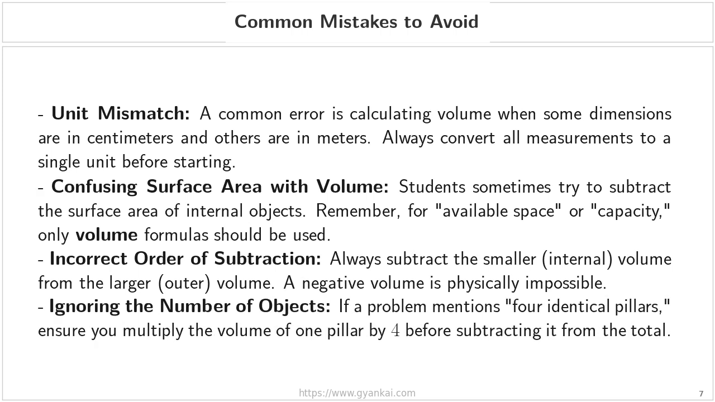Finally, do not ignore the number of objects mentioned in the problem. If a problem states there are 4 identical pillars, like the one we calculated in the example, you cannot just subtract the volume of one pillar. You must multiply the volume of that single pillar by 4 before subtracting it from the total volume of the container. Keep these points in mind as we move toward our final summary of today's lesson.